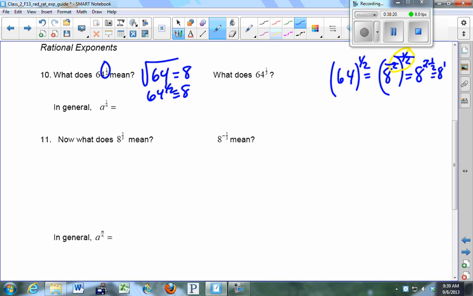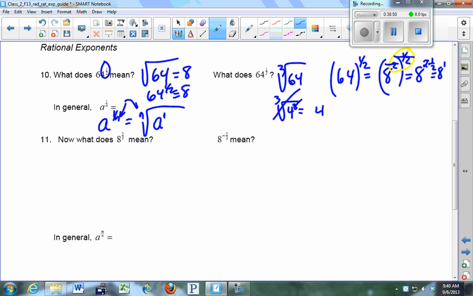What does 64 to the 1/3 power mean in radical form? Cube root of 64. And what's that answer? 4, because you can write 64 as a perfect cube. It's 4 cubed. These two undo each other and you get 4. Okay, so in general, when you see a to the 1/nth power, it's a to the 1st power. We don't usually write that 1 there. And the index is n. So your root is the same as the index. Your root goes in the denominator. Roots go in the cellar.